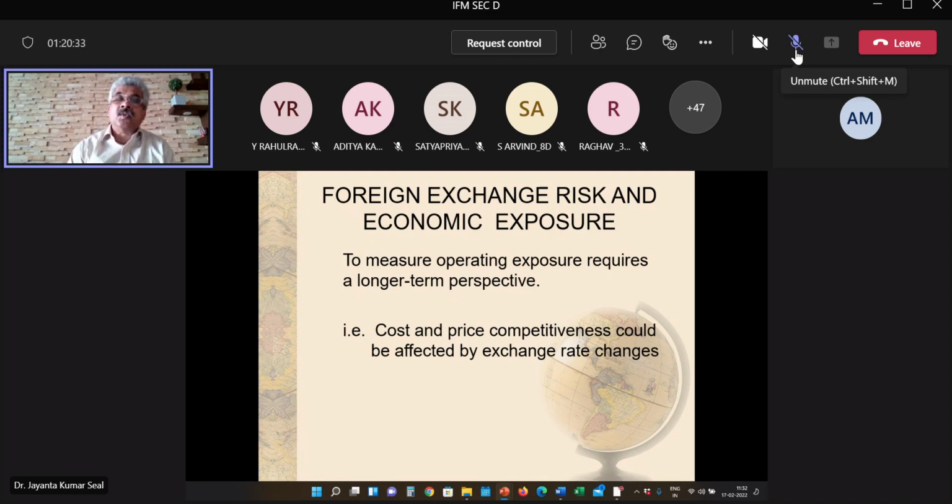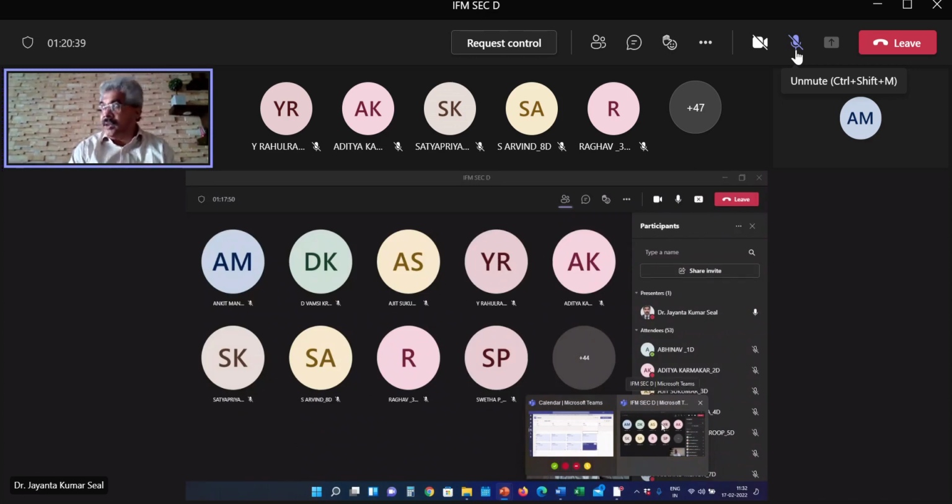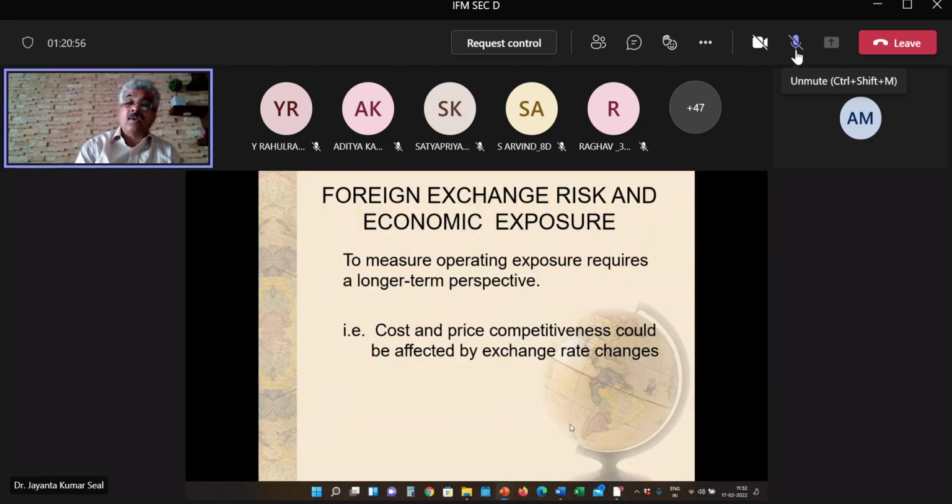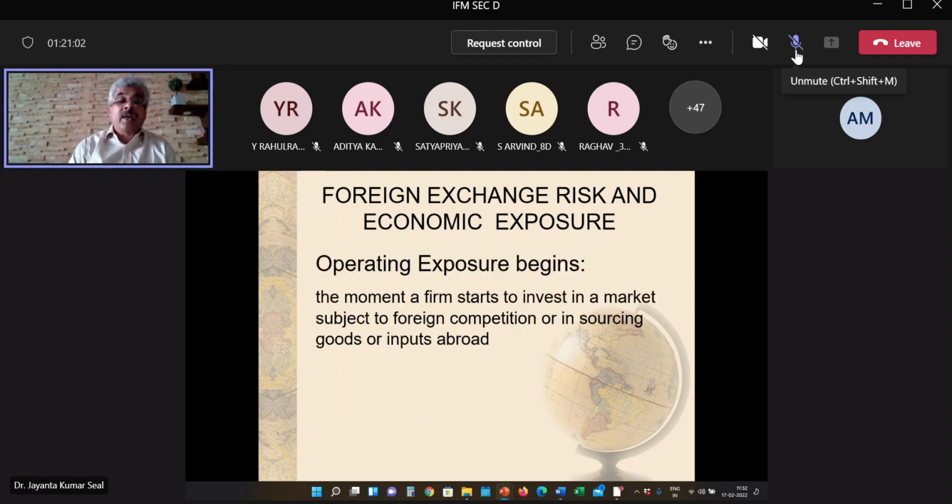Make sense? Yes or no? So two are different things. If Indian rupee depreciates, it affects the importer, but it benefits the exporter, and vice versa. So which one are you doing? If you are doing both, you are affected in a different way. So that you need to keep in mind, and accordingly you have to manage your risk. So operating exposure begins the moment a firm starts to invest in a market subject to foreign competition or in sourcing goods or inputs abroad.